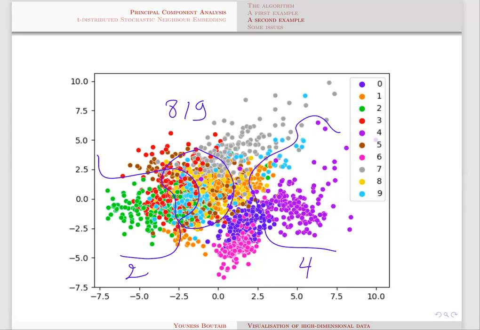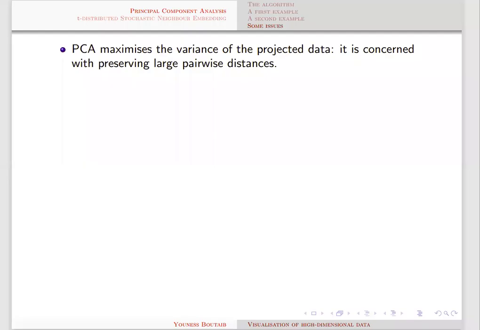because there is little variance between images of 8s and 9s. Here we see one of the main characteristics of PCA, which is not always helpful when visualizing high-dimensional data. It maximizes the variance of the projected data. By looking for the low-dimensional vector space that minimizes the projection error, PCA ensures that if two high-dimensional objects are far from each other, then their lower dimensional projections are also far from each other.